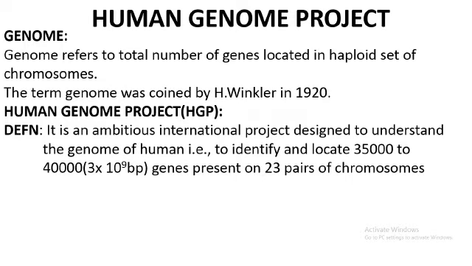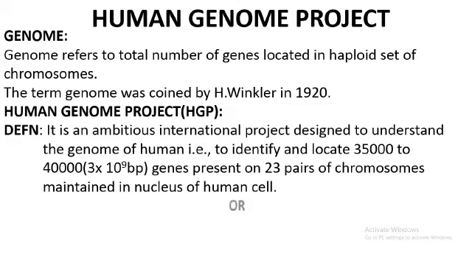So I'll repeat, HGP is an ambitious international project designed to understand human genome, that is, to identify and locate 35 to 40,000 genes present on 23 chromosomes, or you can tell 23 pairs of chromosome maintained in the nucleus of a human cell. Or you have one more definition.